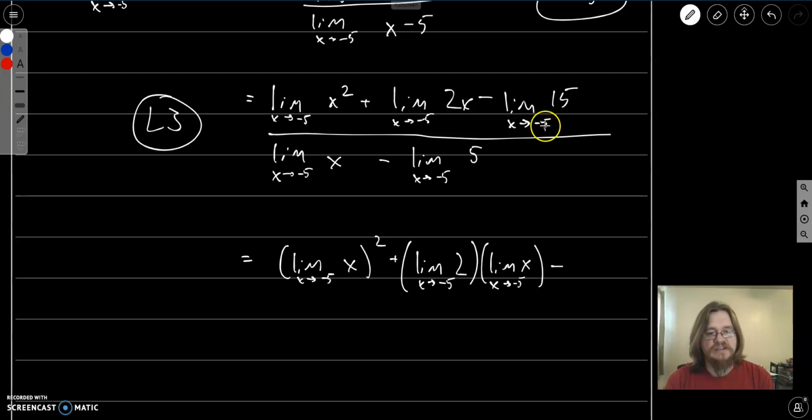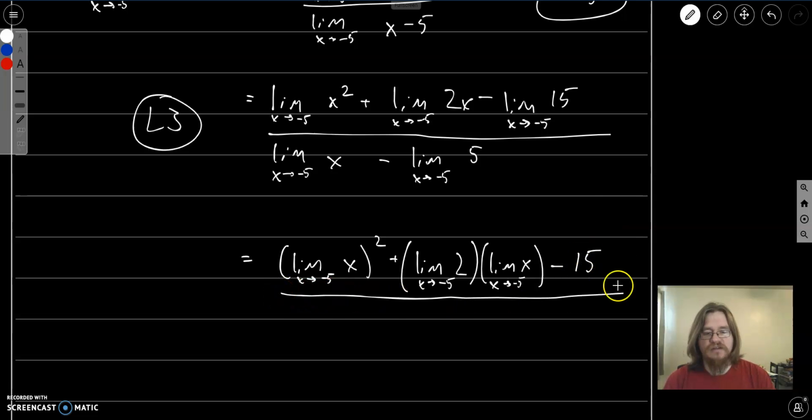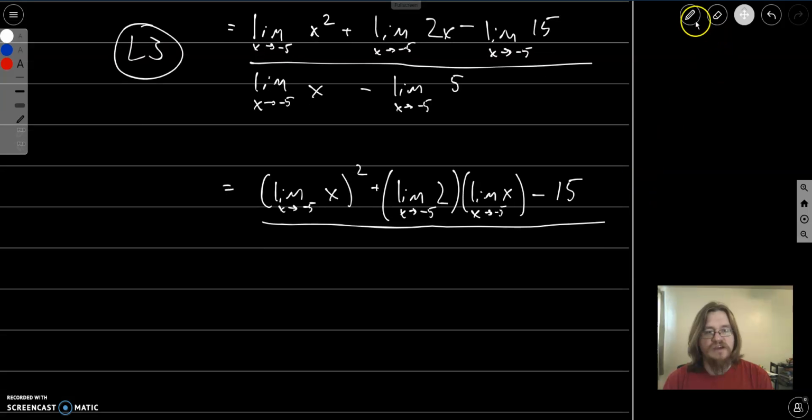And the limit as x approaches negative 5 of 15, well, this is a constant function, so this is always just 15. Likewise, on the bottom of the fraction, the limit as x approaches negative 5 of x, well, this is just a tautology. As x approaches -5, x approaches -5. And then we have the limit of a constant function again.